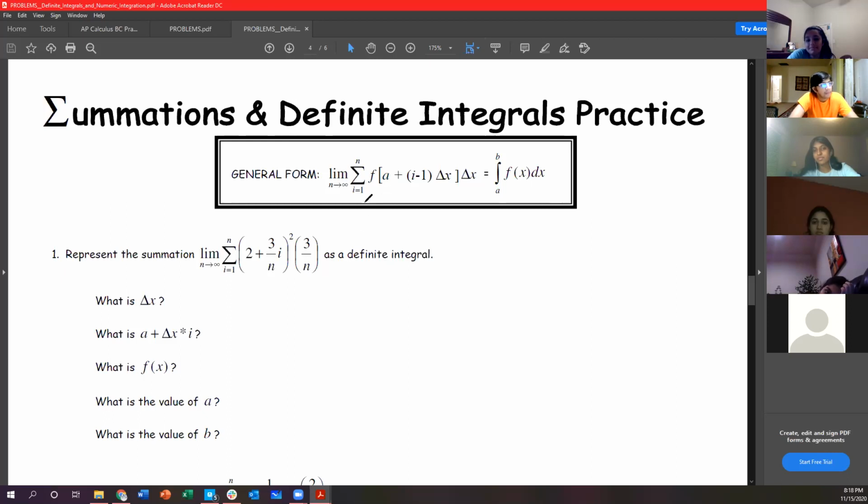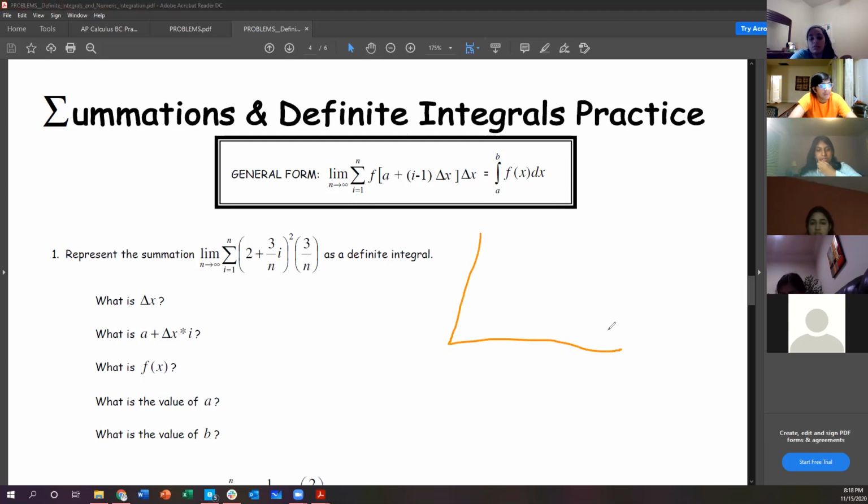What you're doing is you're taking the function, right? You have some function f of x. What you're doing is you're starting with your lower bound and you're adding i minus 1, because i is equal to 1. If this was i equals 0, then you wouldn't have that. So you're starting with i minus 1 times delta x, and then multiplying that whole thing by delta x.